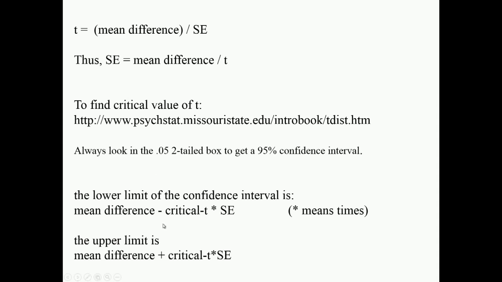The lower limit is, take the critical value of t you just got from that program, which is about 2. Let's multiply by the standard error. So it's roughly twice the standard error. Mean difference minus twice the standard error, that's the lower limit. Mean difference plus twice the standard error, that's the upper limit. When I say twice, I mean the critical value of t. It will be about 2.